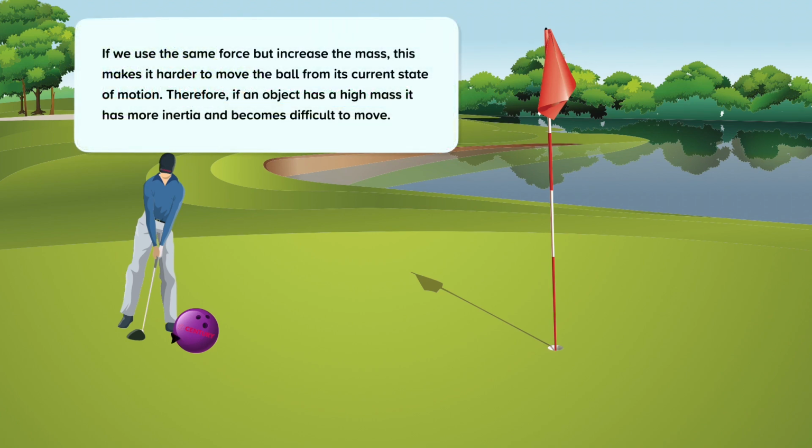If we use the same force but increase the mass, this makes it harder to move the ball from its current state of motion. Therefore, if an object has a high mass, it has more inertia and becomes difficult to move.